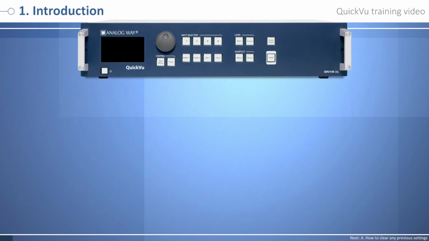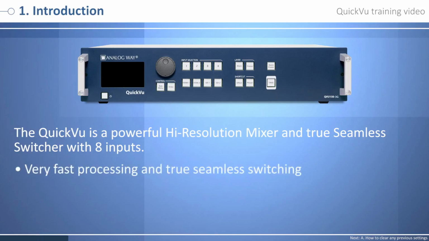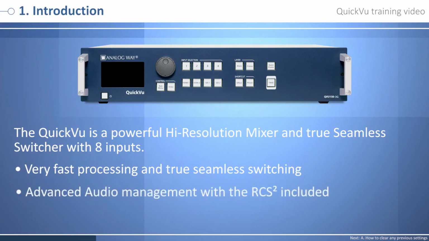Introduction. The QuickVu is a powerful, high-resolution mixer and true seamless switcher with 8 inputs. QuickVu features very fast processing and true seamless switching. Advanced audio management with the RCS2 is also included.